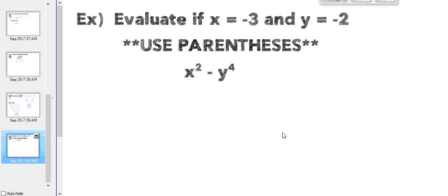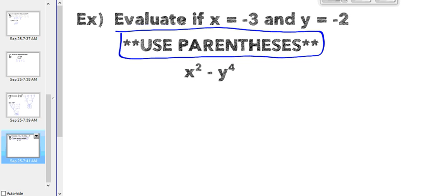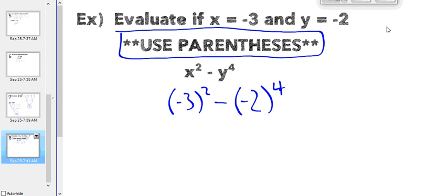Last one today is another idea that you are familiar with. It's evaluating. So they give you the value of x. They give you the value of y. You need to take those and plug those in. Remember this, always use parentheses when you evaluate. That's going to help you with exponents. It's going to help you with signs as well. So plug in the negative 3 and square it. Subtraction sign from the problem. Plug in the negative 2 and raise it to the 4th power. We have successfully plugged in negative 3 for x and negative 2 for y. Again, using parentheses around those to make sure that we're good.